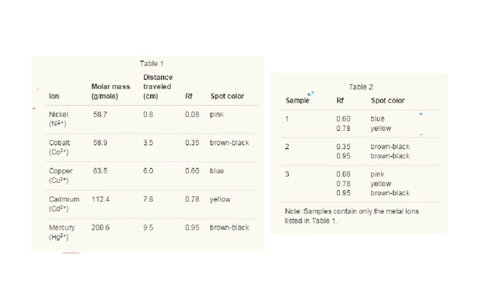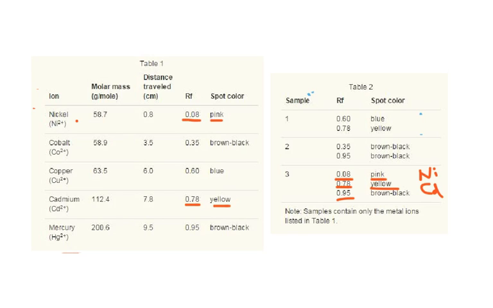So what we want to take a look at are the different RF values between the two tables and the different spot colors. So I have an RF value in sample 3 of 0.08 and a color of pink. Well, nickel has an RF of 0.08 and pink. So sample 3 probably has some nickel in it. 0.78 in yellow, well, cadmium has 0.78 in yellow. So I would say sample 3 probably also has cadmium in it. So we have nickel and we have cadmium.